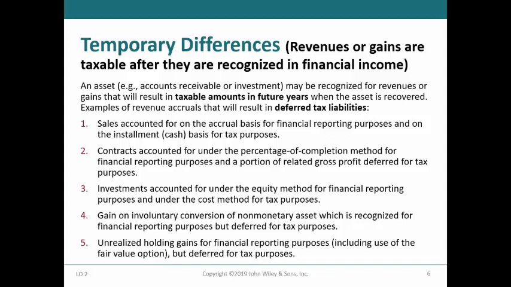Gains on involuntary conversions of non-monetary assets for accrual basis would be recorded when known, but for tax purposes only when cash is received. Unrealized holding gains on investments are recorded under GAAP each year as adjusting entries, but for tax purposes only when they are actually realized.